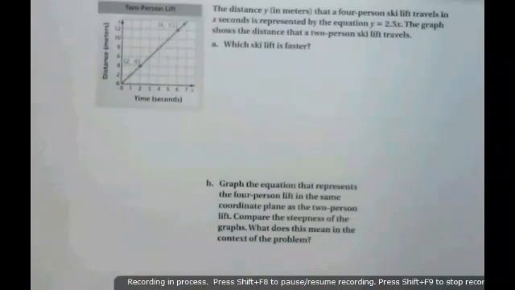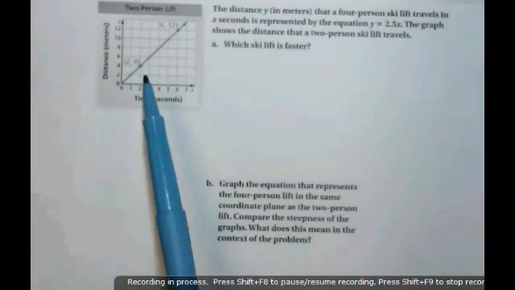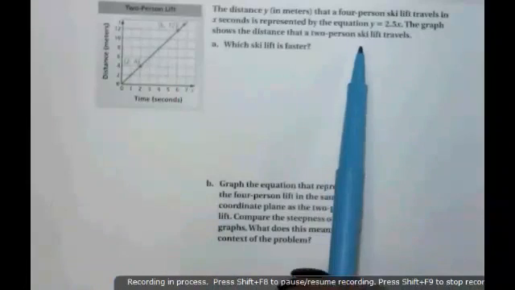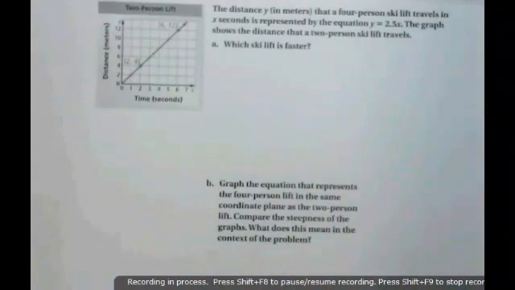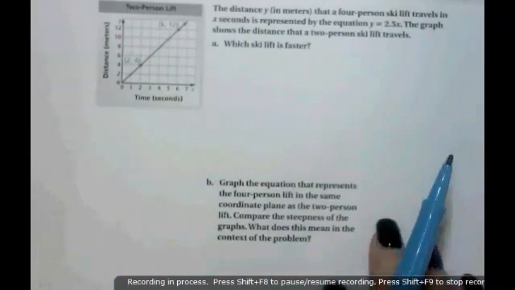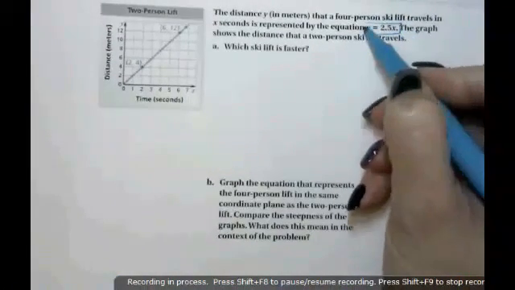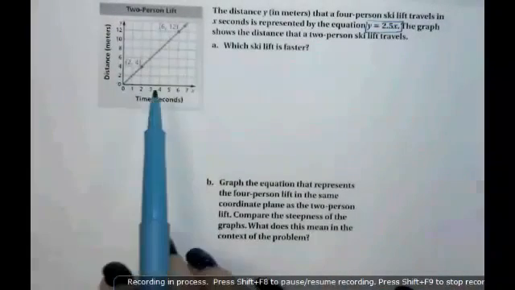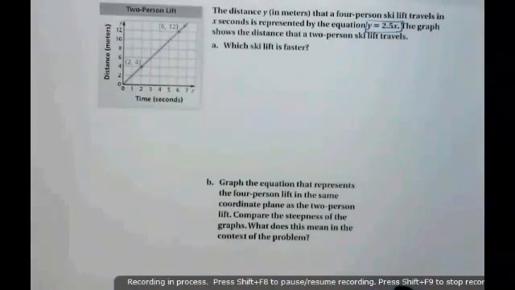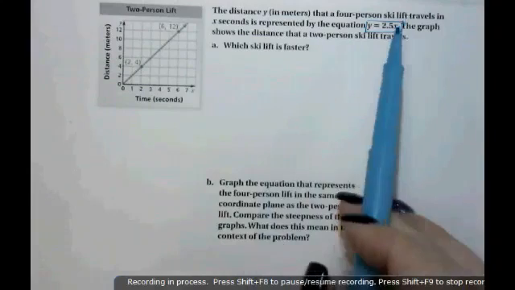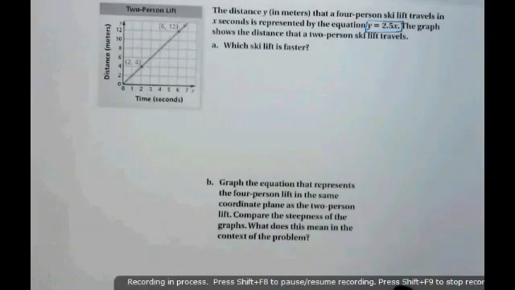Now, it's really difficult for me to compare these two situations because one is being represented in a graph and one is being represented as an equation. So I'm going to try to break these down so that they are represented in the same fashion. I'm going to start by taking this y equals 2.5x and adding it to my graph. That way I'll have two lines that I can compare to be able to determine which one is traveling at a faster rate.